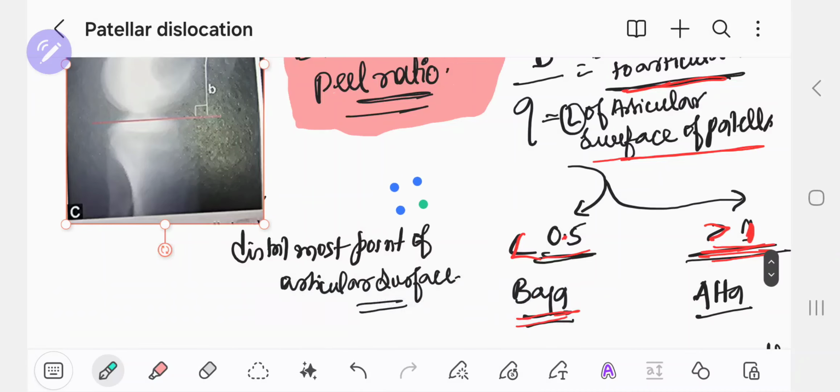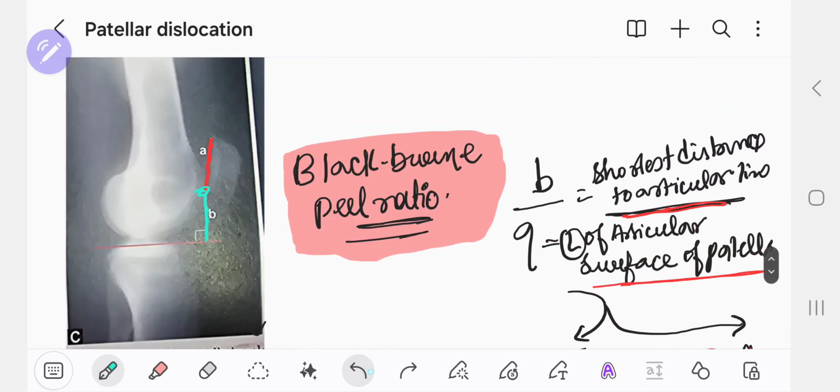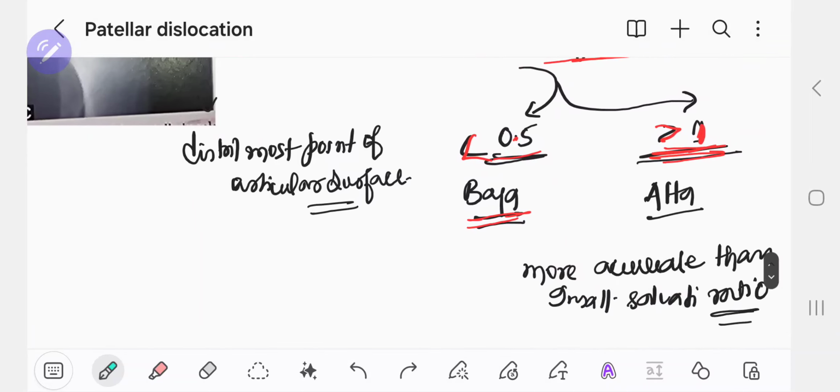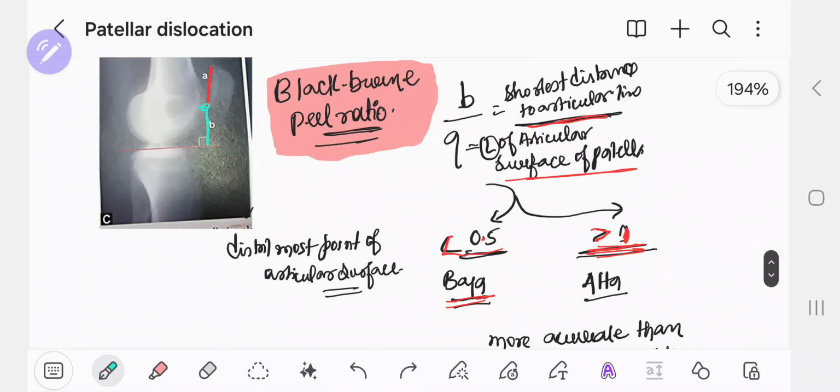If the ratio is less than 0.5, it's a case of patella baja, and if the ratio is more than 1, it's a case of patella alta. So that's Blackburne-Peel ratio is more accurate than the Insall-Salvati ratio.